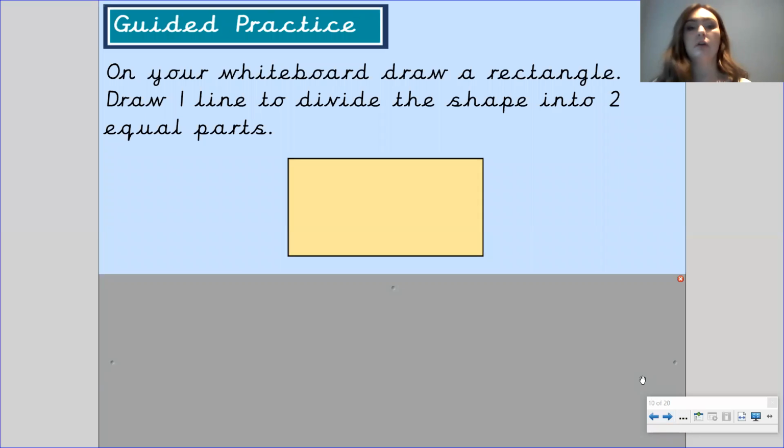Okay, so let's have a look at this question here. Now you need your whiteboard, and I want you to draw a rectangle. You're then going to draw one line to divide the shape into 2 equal parts. But what do we mean by that word equal? Pause the video to have a think.